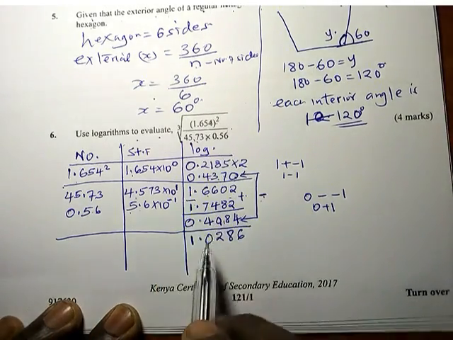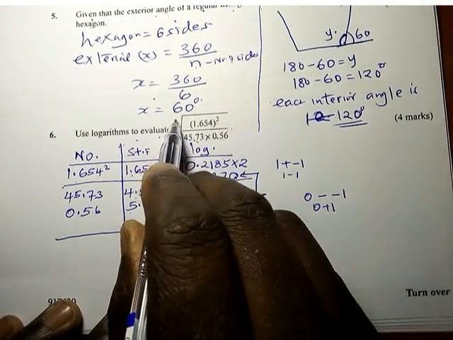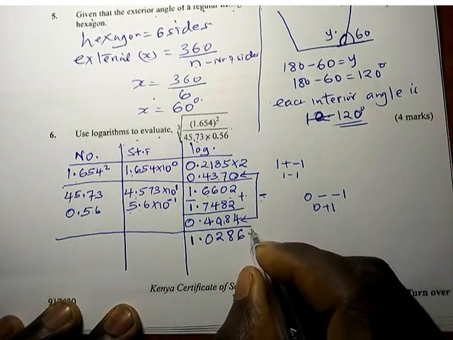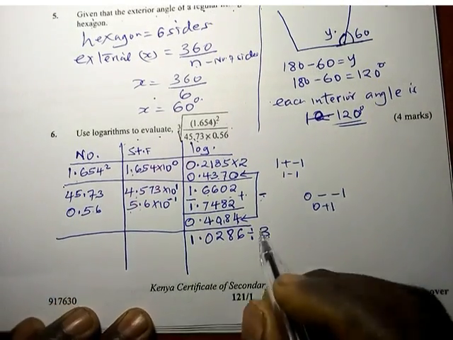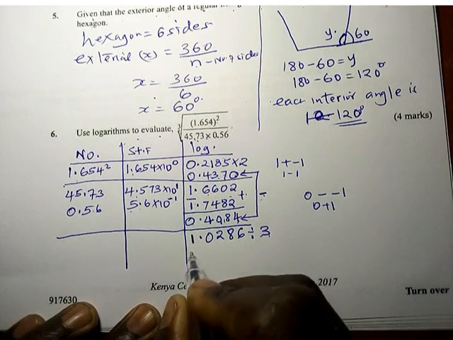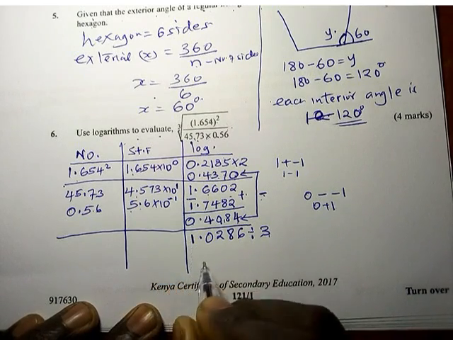So we have finished in there. What we are remaining with for now is the cube root. The cube root we divide by 3. Because this number here is the cube root, we divide by 3. So divide by 3. Remember this one is negative.